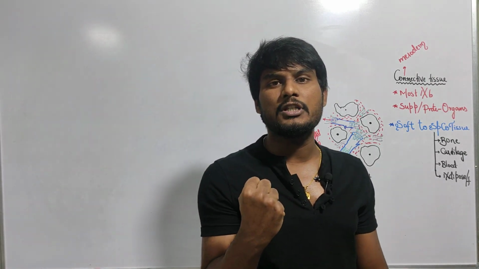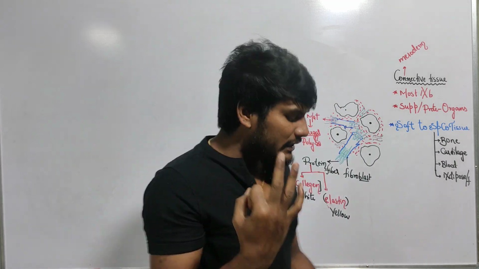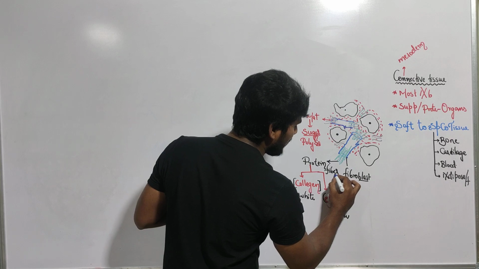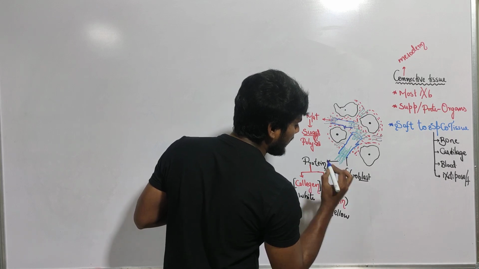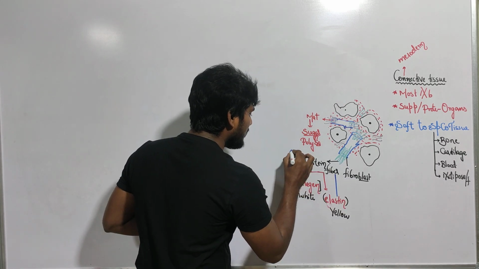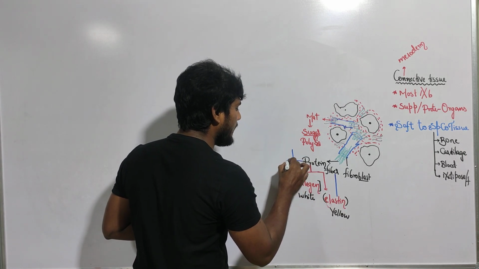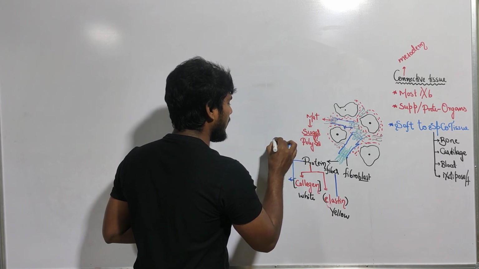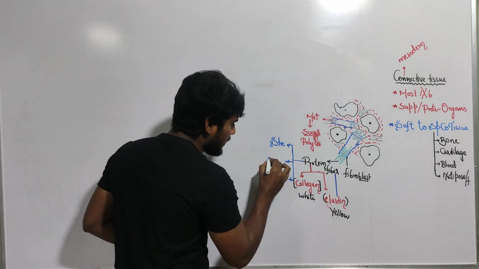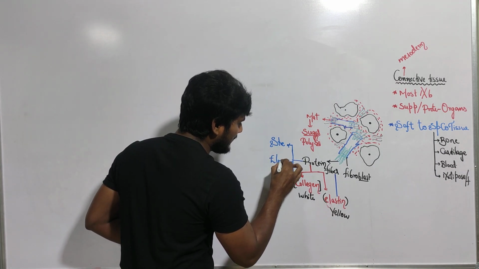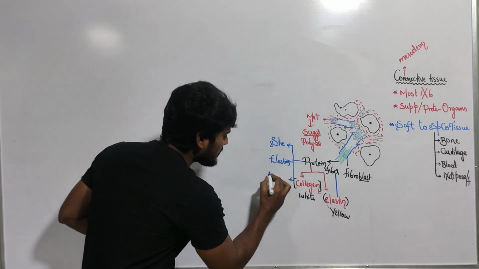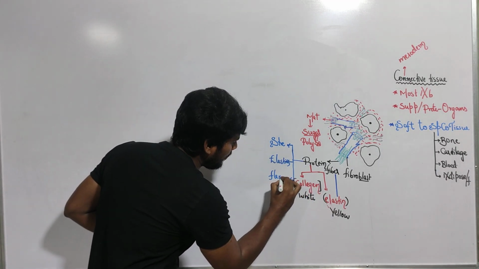The fibers are responsible to show three properties. What are the three properties that the fibers are showing? Let me write here. The fiber is responsible to provide strength. Point number 1, it is providing the strength. Point number 2, it is also responsible to provide the elasticity. And not only elasticity, it is also providing the flexibility of the tissue.